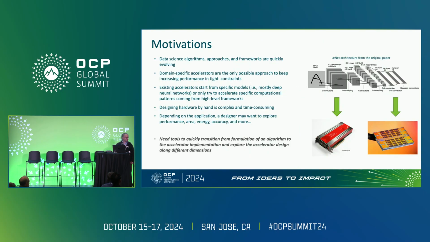Motivations. We see that data science and artificial intelligence is kind of the key point where we are doing co-design today, right? But data science algorithms, frameworks, and the approach keep quickly evolving. Yesterday we had stable diffusion. Now we have LLMs. Next, who knows, right? And all in very, very quick, 6 months time frames.